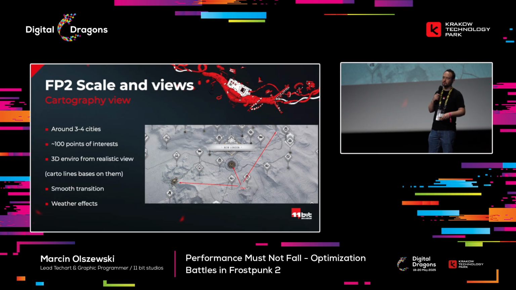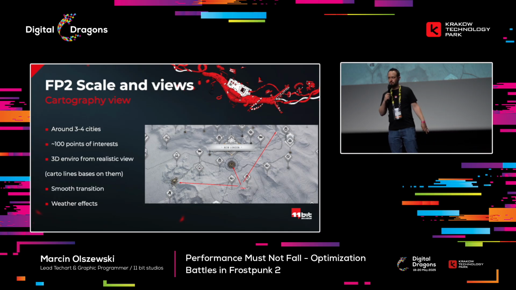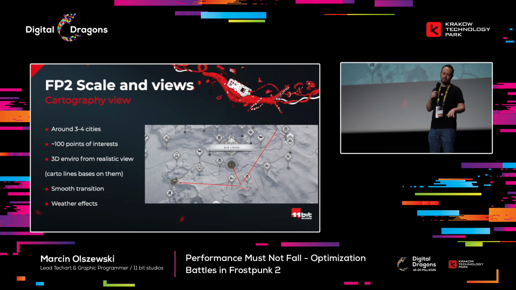Here is also use of 3D environment. It's mapped by post-process and so on, so it's looking like a typical map, but under the hood, it's still rendering the whole landscape. And of course, it requires smooth transition to the next view, which you will notice is very different. And of course, we have the weather effects similar to what we had in Frostpunk 1, just here it is a bit more stylized because it's carto view.